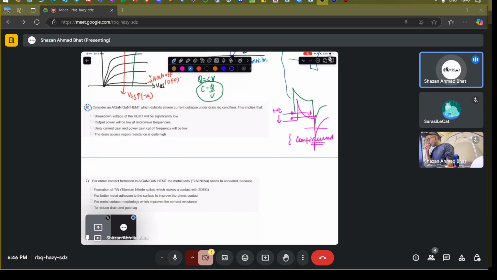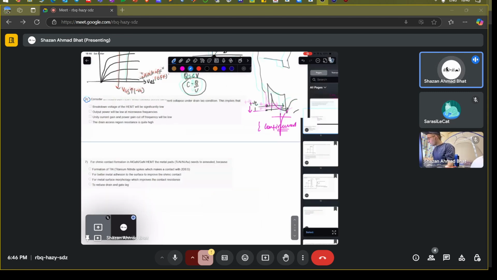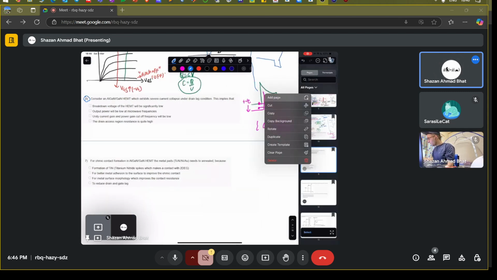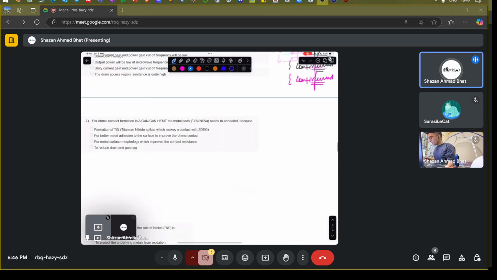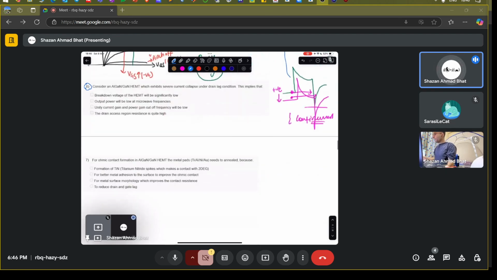Now consider moving on to question 6. Consider an AlGaN/GaN HEMT which exhibits severe current collapse under the drain lag condition. Now, what is the current collapse? It is saying that if you consider a GaN/AlGaN HEMT which exhibits a severe current collapse.